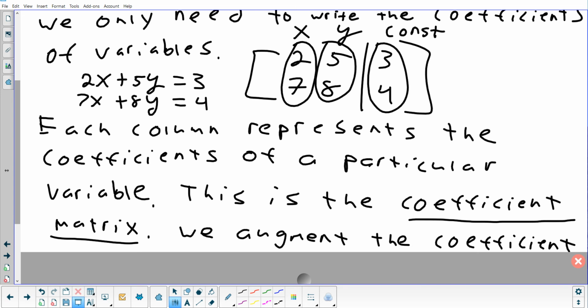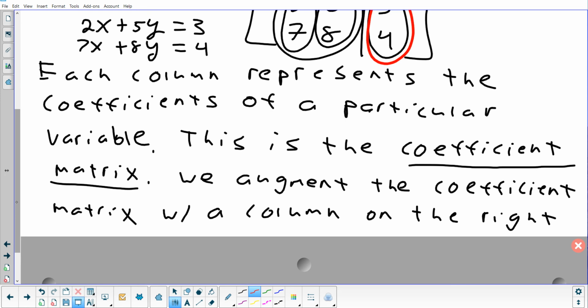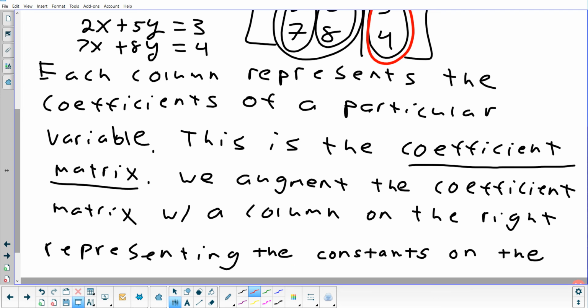This matrix right here on the left-hand side, 2, 5, 7, 8, is called the coefficient matrix because it's a matrix of all the numbers that were in front of the variables. And then you add on to that, or you augment that matrix, with the constants. So onto the coefficient matrix, you're going to augment one more column, and that column will be the constants that were on the right-hand side of the equation.